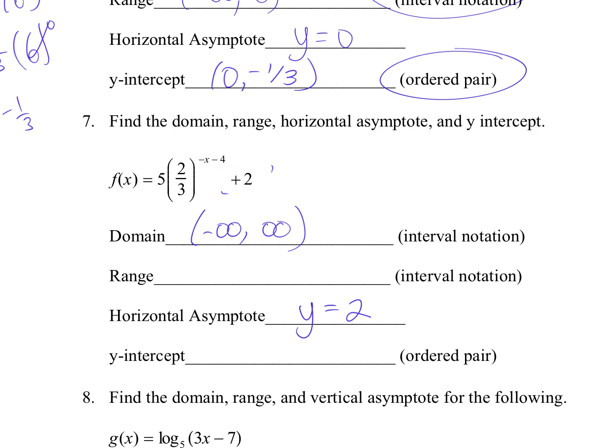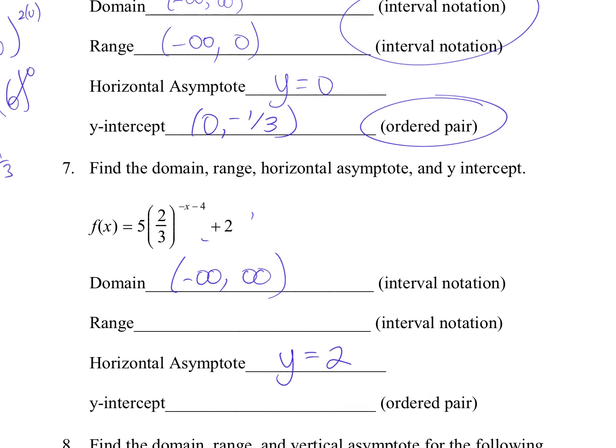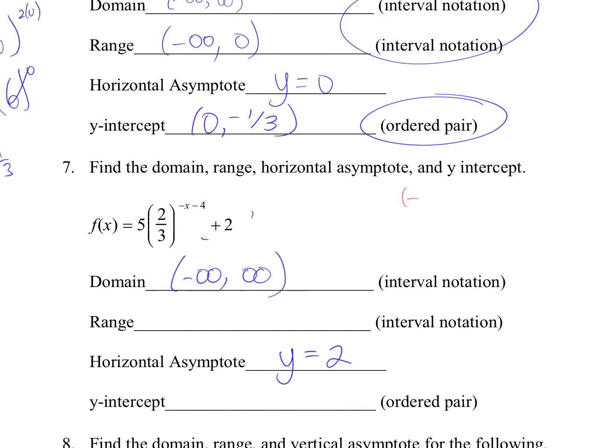And now let's talk about our range. Is it from negative infinity to the horizontal asymptote or horizontal asymptote to infinity? Remember, we read range from bottom to top. So look in the front here. Is it positive or negative? Positive. So what's your range? 2 to infinity. Good.